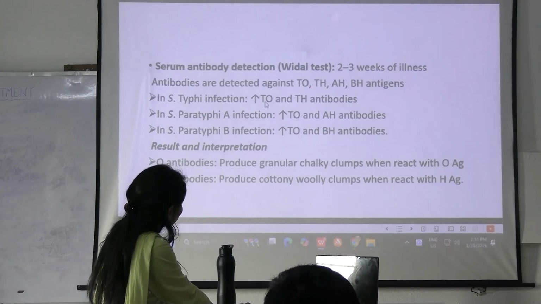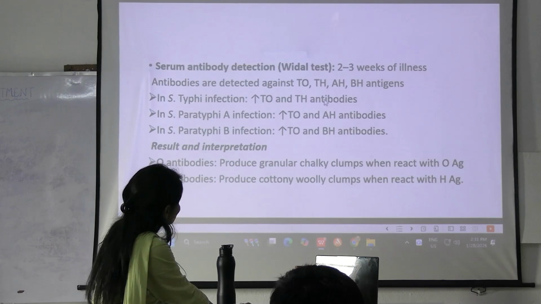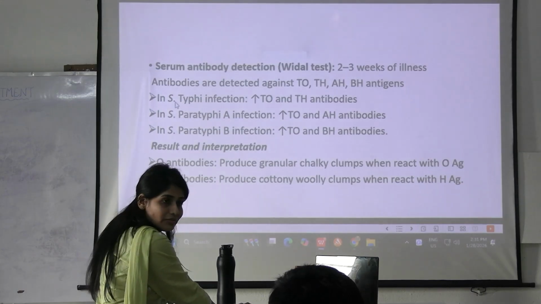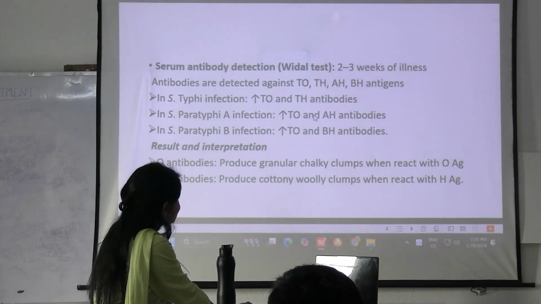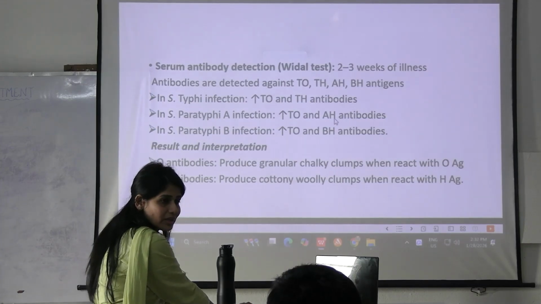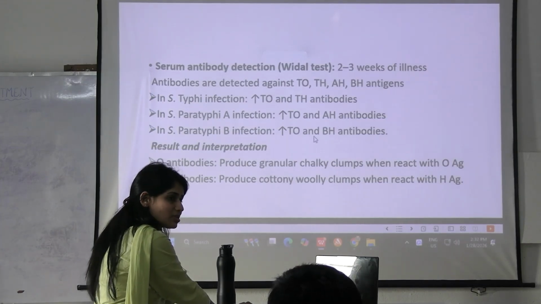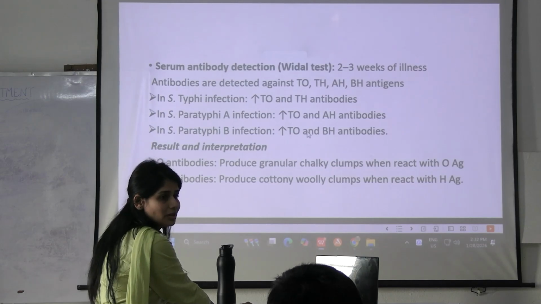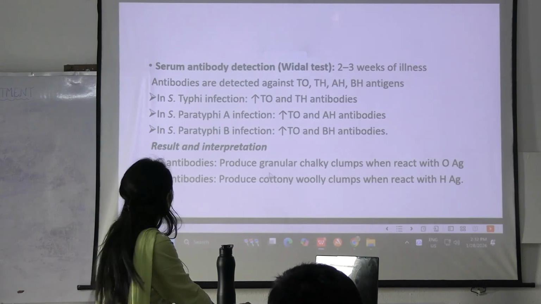What will happen? If you are finding TO antibodies and TH antibodies, it indicates S. Typhi infection. And similarly, if TO plus AH antibodies, it indicates Paratyphi A, and BH plus TO antibodies, it indicates Paratyphi B.